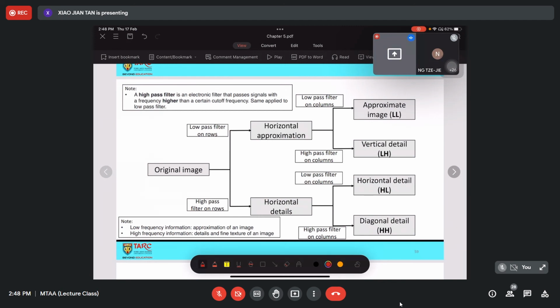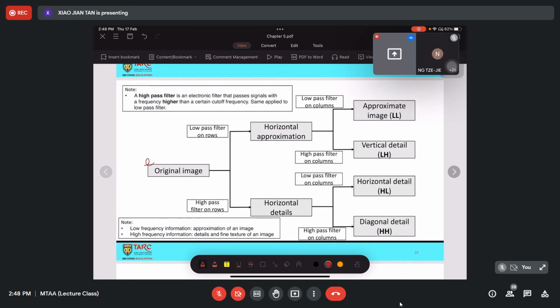So this is the original input image. The gray color is the backbone of this block diagram. So you have the original image, and please recall back, we apply the DWT in row and then followed by column, right? Which means you apply in X direction and then followed by Y direction. So you have a horizontal approximation and horizontal detail.